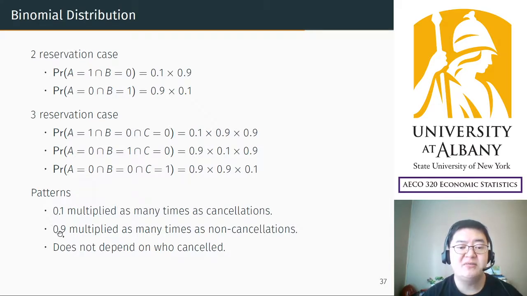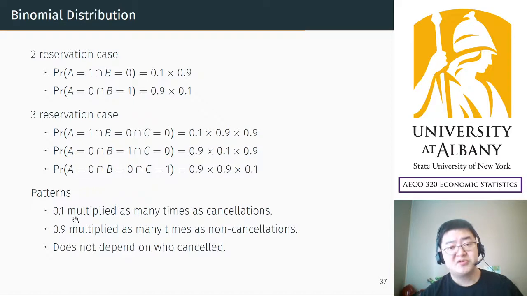And similarly, 0.9, which is the probability of non-cancellation, is multiplied as many times as non-cancellations. So 0.9 and 0.9, there are two 0.9s multiplied because B equals 0 and C equals 0. B did not cancel, C did not cancel. So that's why we multiply 0.9 twice. So probability of non-cancellations is multiplied as many times as it happened.